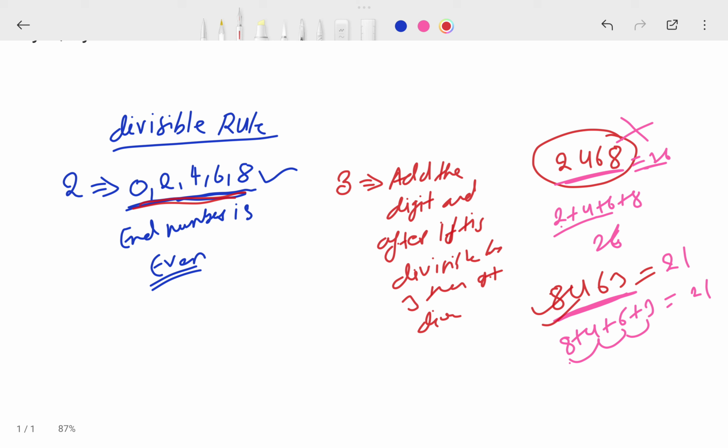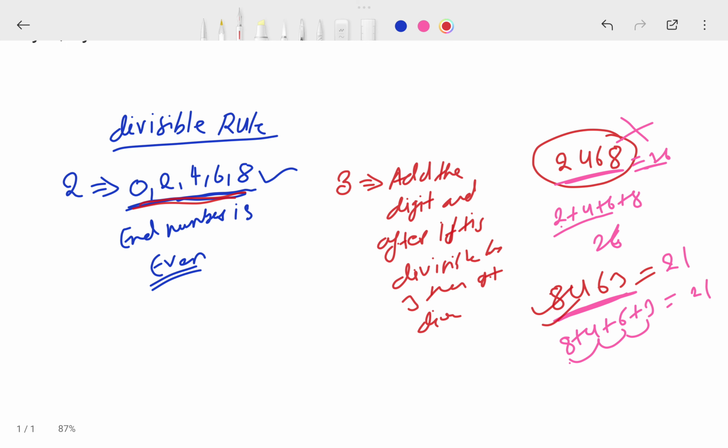So you can check it very easily, nothing is hard here. What is the divisibility rule of 3? It's very simple. Whatever number is given, add its digits. After adding, check whether the sum is in the 3 table or not. If it is there, it is divisible.